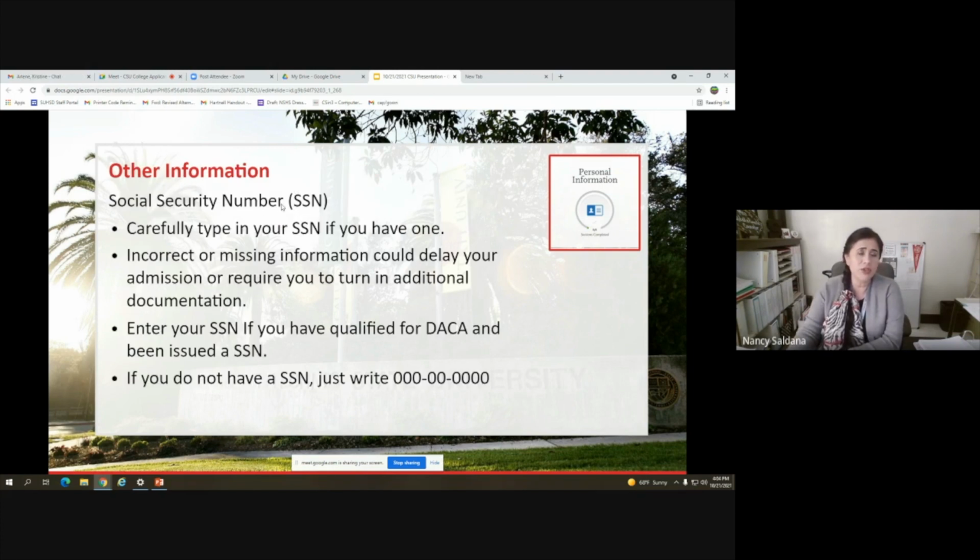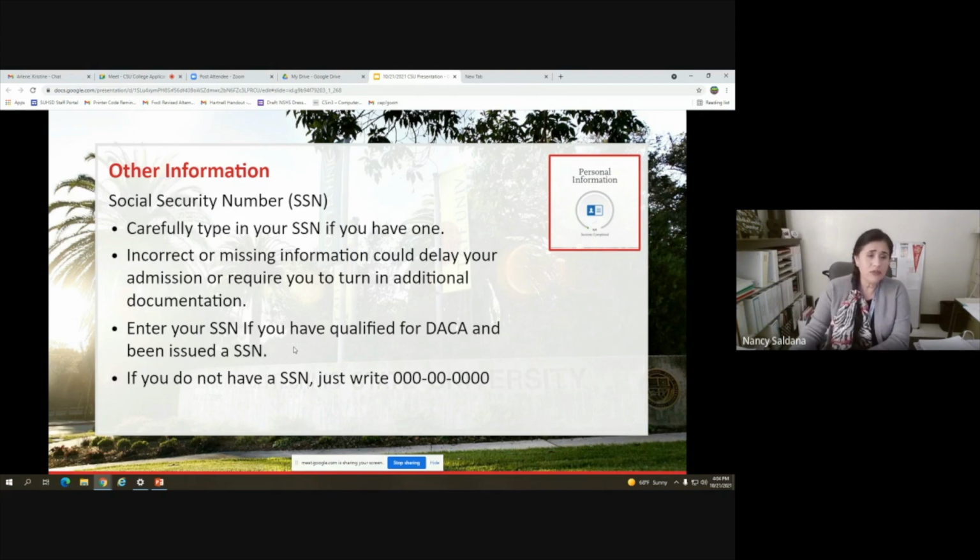Other information, you will be required to provide your Social Security number. So make sure that you carefully type in your Social Security number onto your application. Incorrect or missing information might delay your admission to the school.